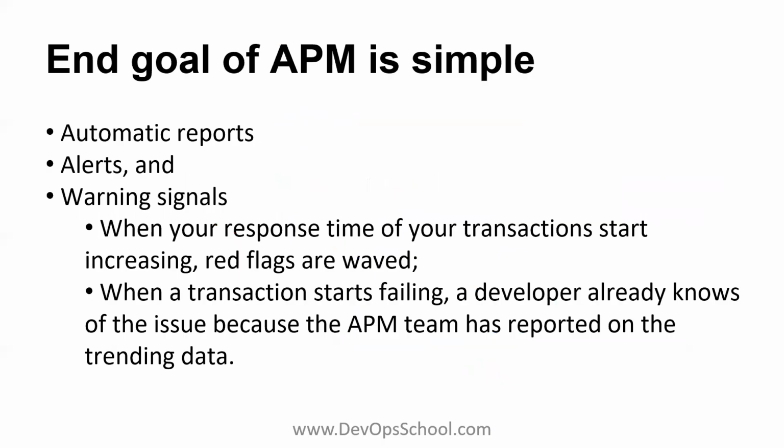These are the process. So what is the end goal for APM? So the end goal for APM is you want to have alerts, you want to have reports, you want to have warning signals. So warning signals like when the response time of your application increases, you should be having some warning signals like a red flag. And when transactions start failing, there should be some alerts and stuff like that.